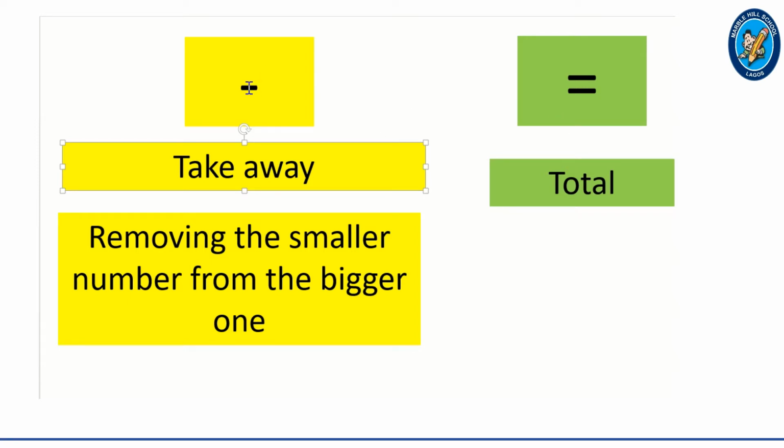So when you see this dash beside numbers or in the middle of numbers, it means take away, or it means remove the smaller number from the bigger number.